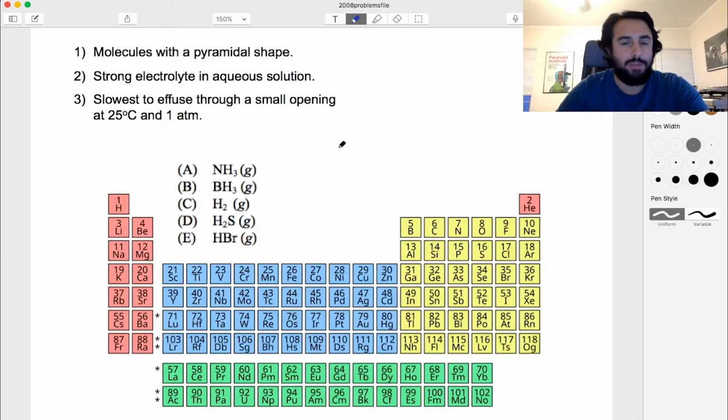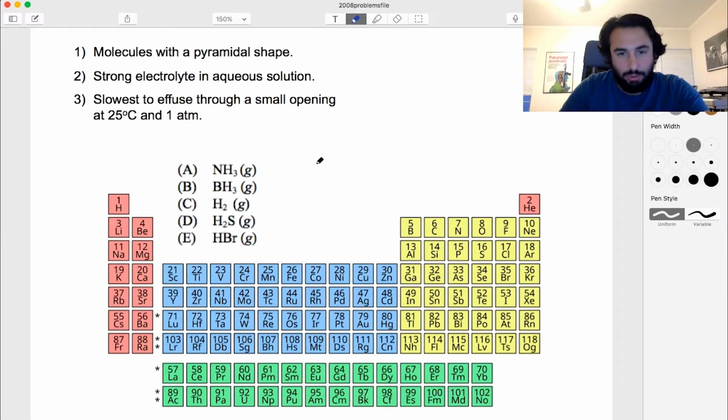Okay, we have a problem here with the periodic table, some substances, and we want to assign these substances to these three statements. So let's take a look at these. Molecules with a pyramidal shape. So we're going to want to draw these. We need to know about Lewis structures and also VSEPR theory.